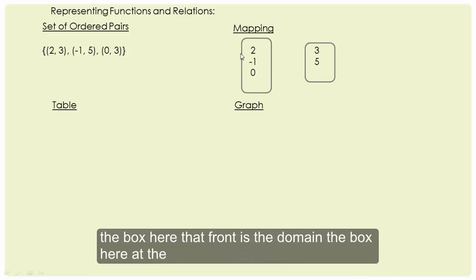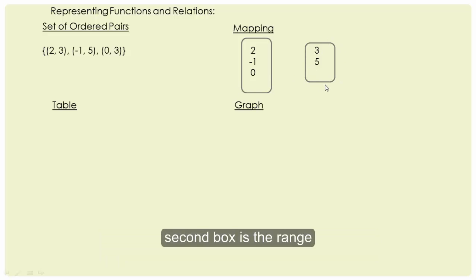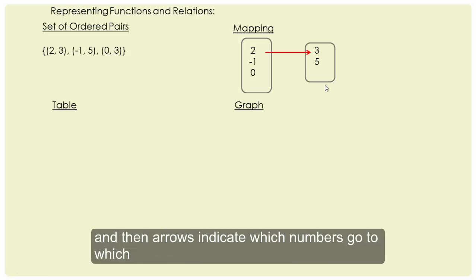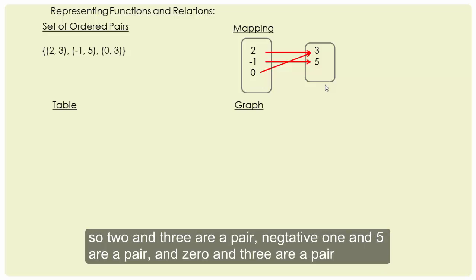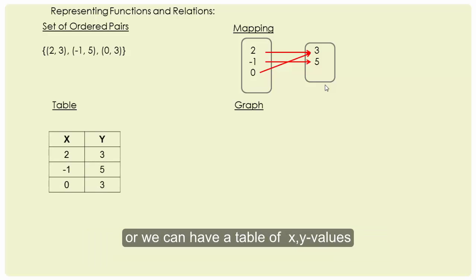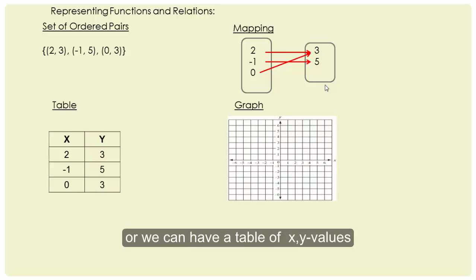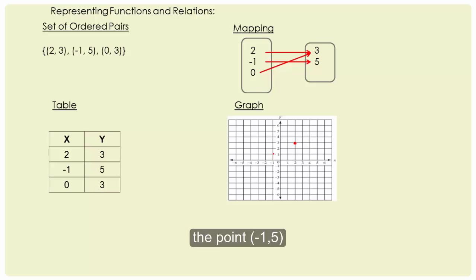The first box here at the front is the domain. The second box is the range. And then arrows indicate which numbers go to which. So 2 and 3 are a pair, negative 1 and 5 are a pair, and 0 and 3 are a pair. Or we can have a table of x, y values, or we can have a graph. If we have the graph, we have the point 2, 3, the point negative 1, 5, and the point 0, 3.